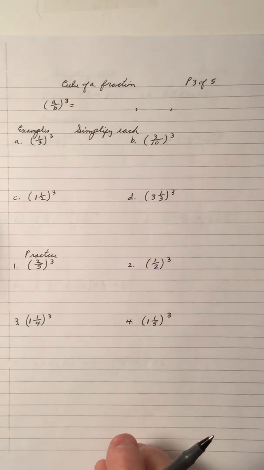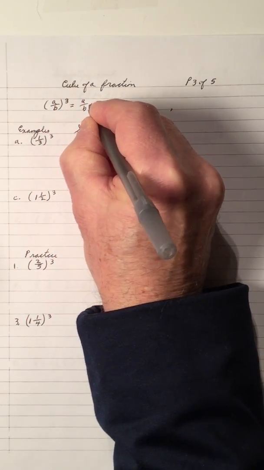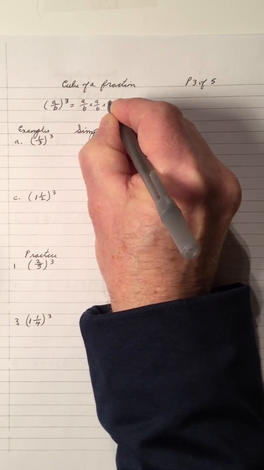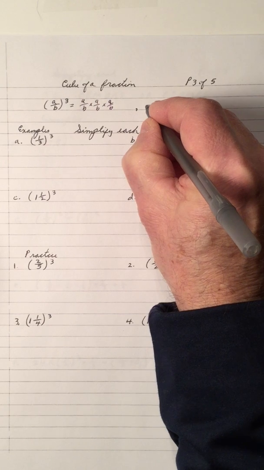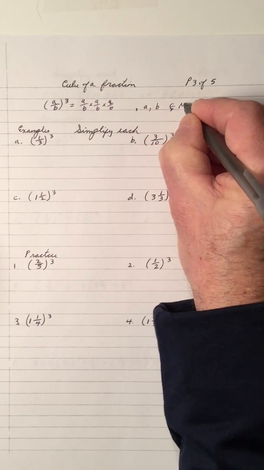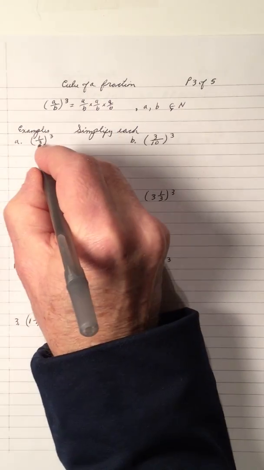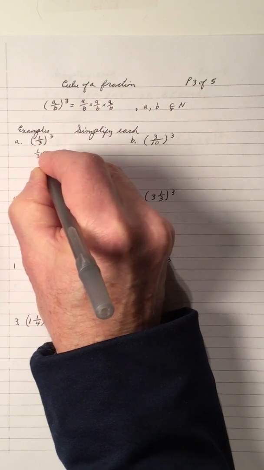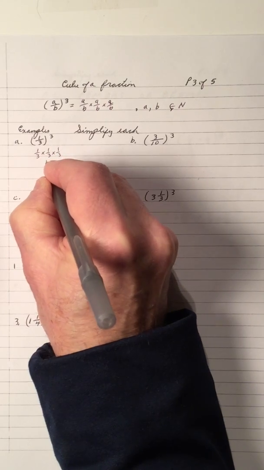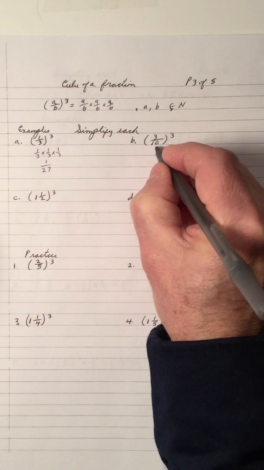Now, how about cubing a fraction? A over b cubed is a over b times a over b times a over b. And you notice that we have a and b belong to the natural numbers. Again, we're not entertaining any negative numbers. 1/3 cubed. 1/3 times 1/3 times 1/3. 1 times 1 times 1, 1. 3 times 3 is 9 times 3 is 27.